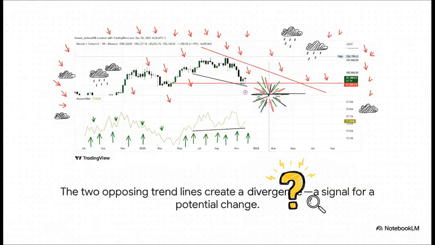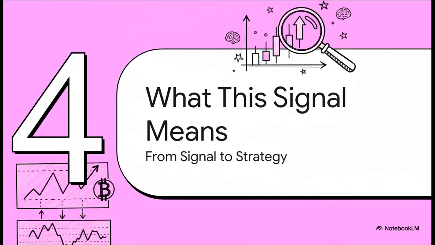And if we go back to our original chart, you can now see both stories playing out at once, clear as day. The price trend pointing down, the momentum trend pointing up. This visual clash, this is the exact signal that analysts are hunting for. So, we've found the signal. The big question is, what does it actually mean? How does an analyst take this piece of information and turn it into a potential strategy?